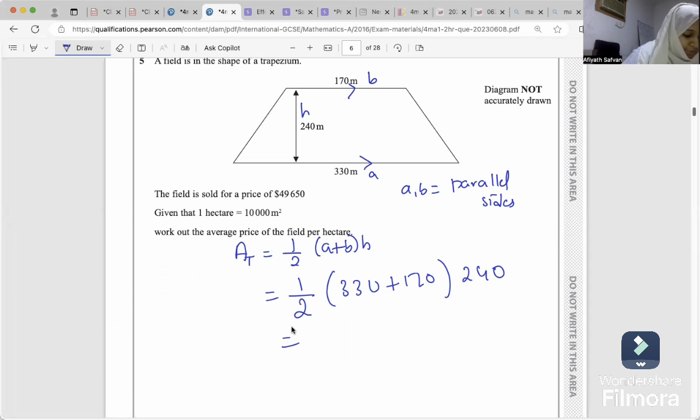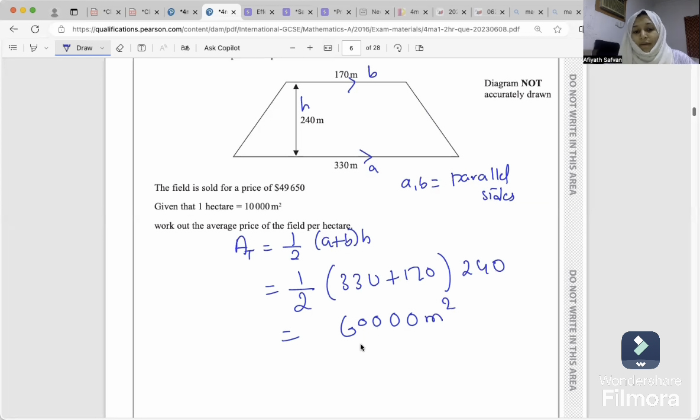So 0.5 times 330 plus 170 times 240, right? Which is going to be 60,000 meters square, isn't it? So I have to calculate 60,000 meters square, and I have to divide this by 10,000, because I have to convert this into hectares.